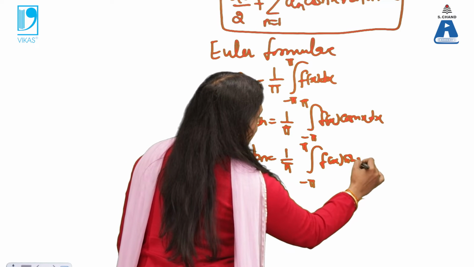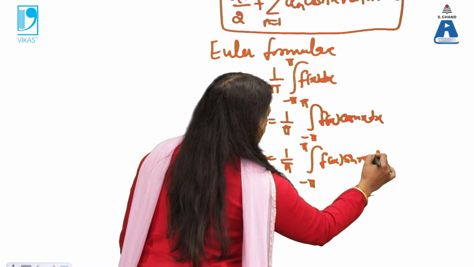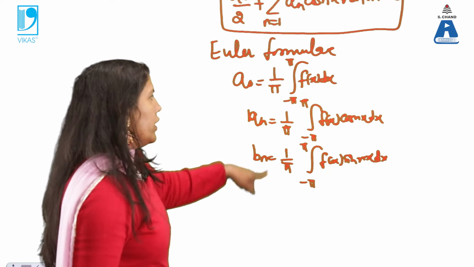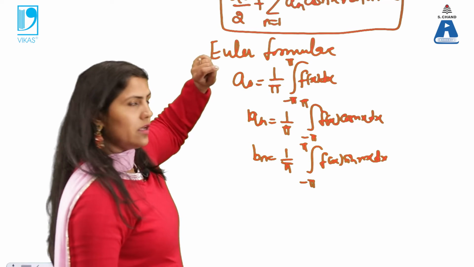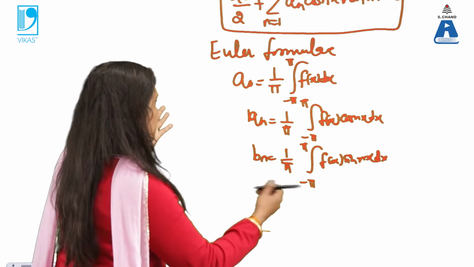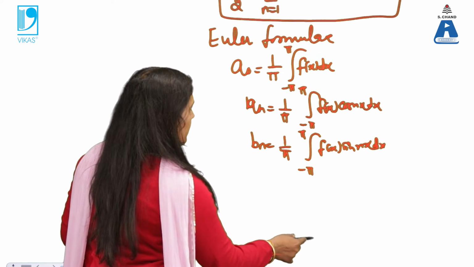b_n is 1 by pi, integral from minus pi to pi of f(x) sin nx dx. These are called Euler's formulae for a naught, a_n, b_n. If you substitute these values in the series, you will get the general Fourier series.